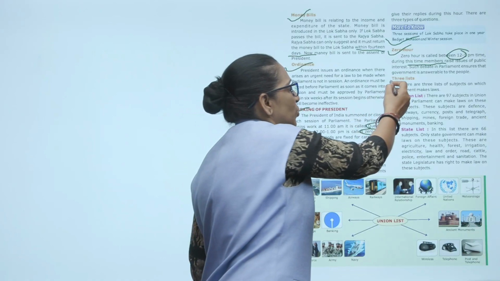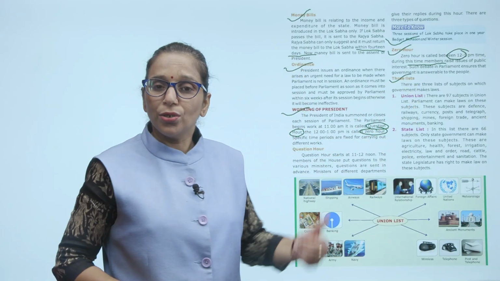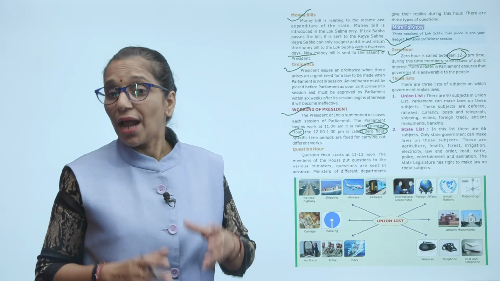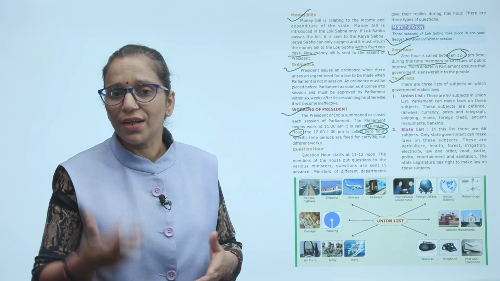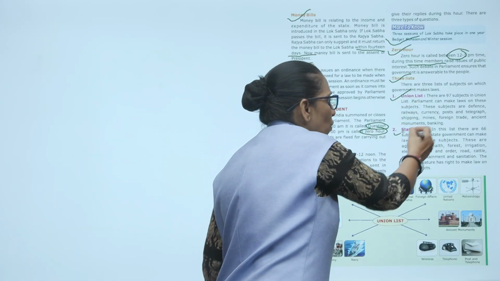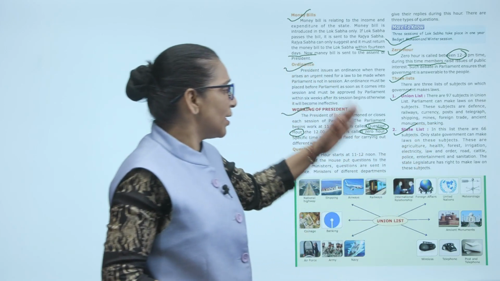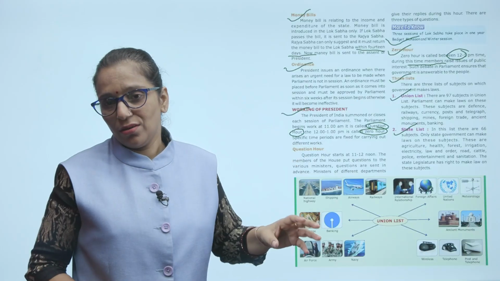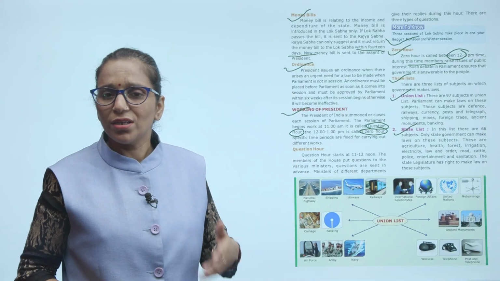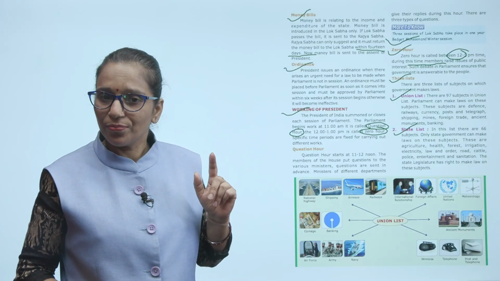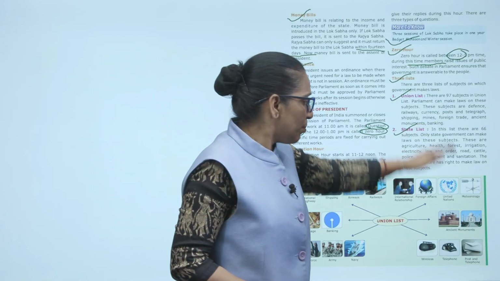Then 3 lists have been mentioned in our constitution: union list, state list, concurrent list. Union list has 97 subjects where only and only central government can make a law. And these subjects are like defense, railway, currency, post, telegraph, etc. And the state list has 66 subjects. Only state government can make the laws on those subjects. For example, agriculture, health, forest, irrigation, electricity, law and order, road, cattle, police, entertainment, etc. There only state government can make a law.